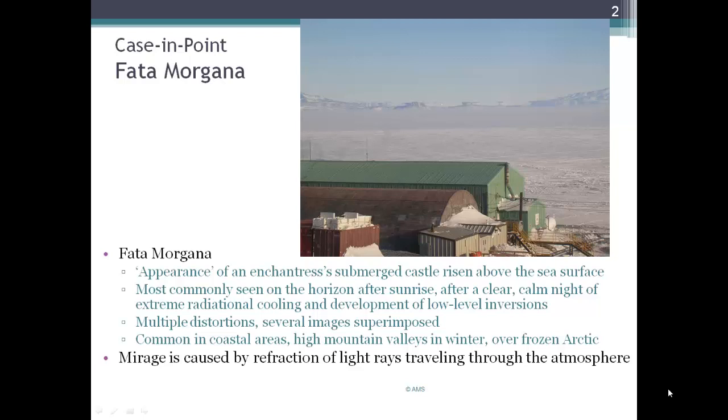And Fata Morgana is the appearance of what looks like a castle in the distance that's kind of lifting up out of the ground or out of a sea, if you can imagine that. It happens on the horizon after sunrise, after a really clear night where radiational cooling has been happening all night long, and there's a low-level inversion. And you get multiple distortions stacked on top of each other, kind of a shimmering thing going on. So it's a mirage, and as we'll learn a little later in this chapter, it's caused by refraction of light waves that travel through the atmosphere that's stratified into layers of different densities.